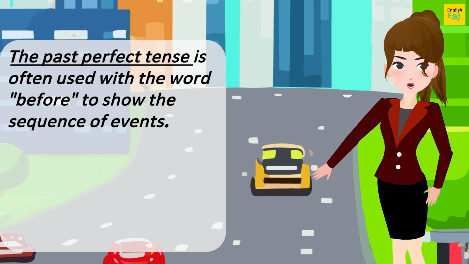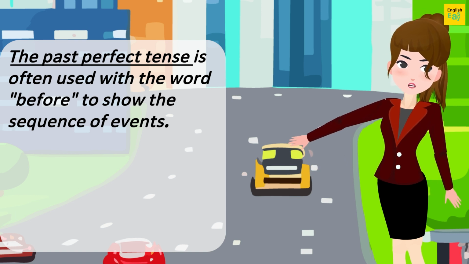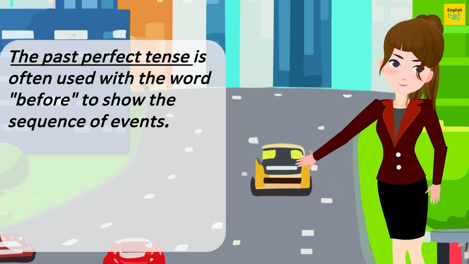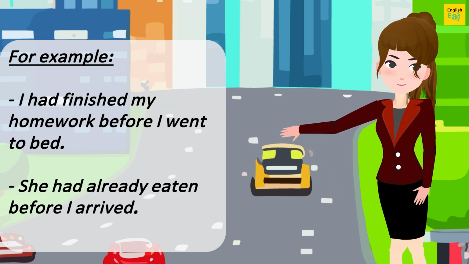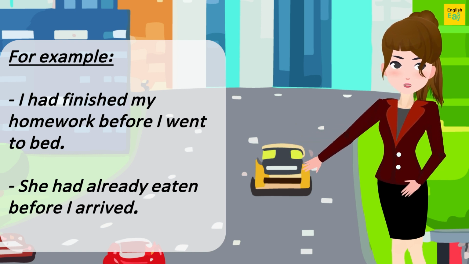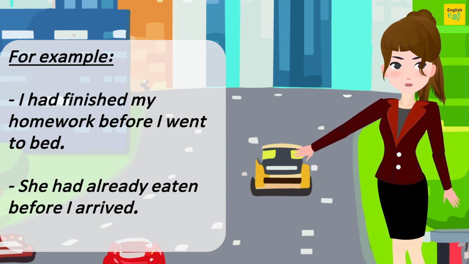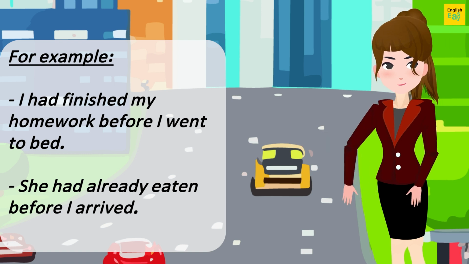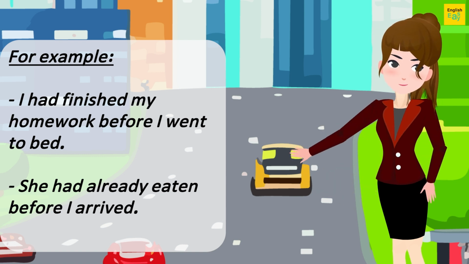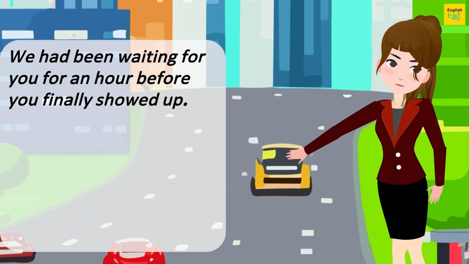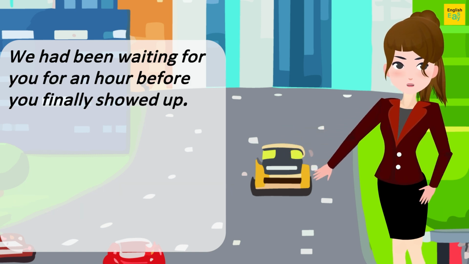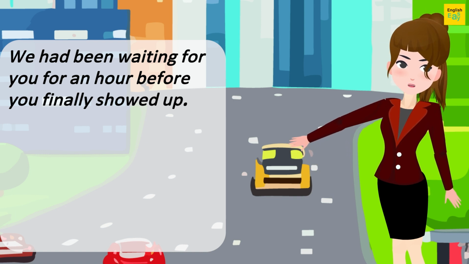The past perfect tense is often used with the word before to show the sequence of events. For example, I had finished my homework before I went to bed. She had already eaten before I arrived. We had been waiting for you for an hour before you finally showed up.